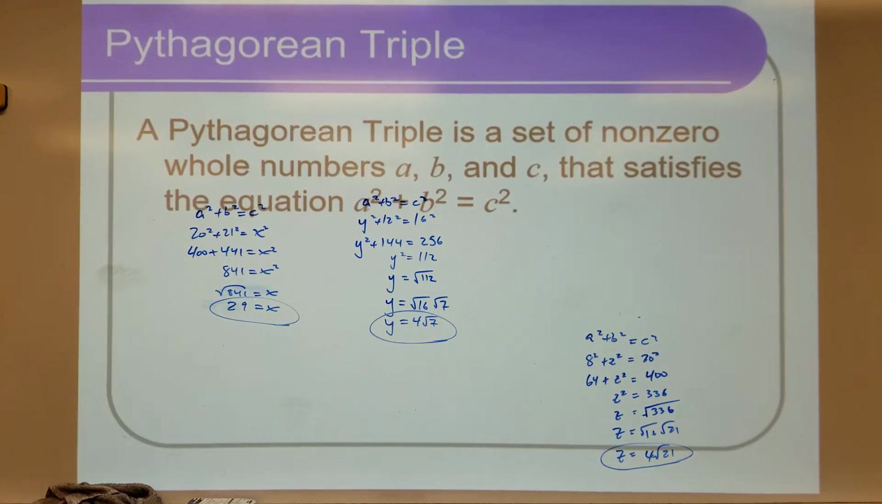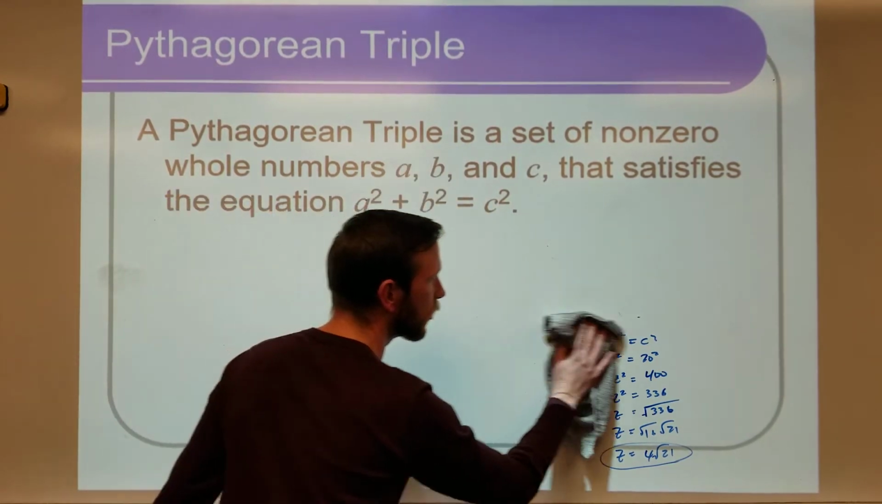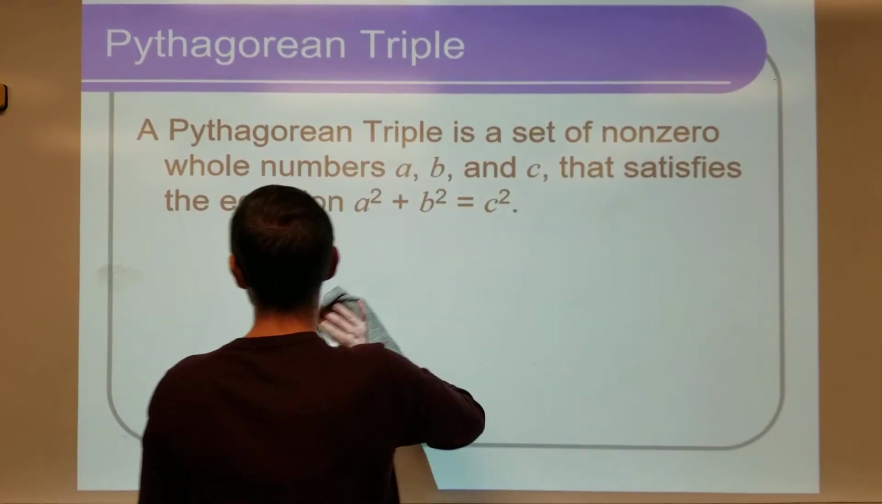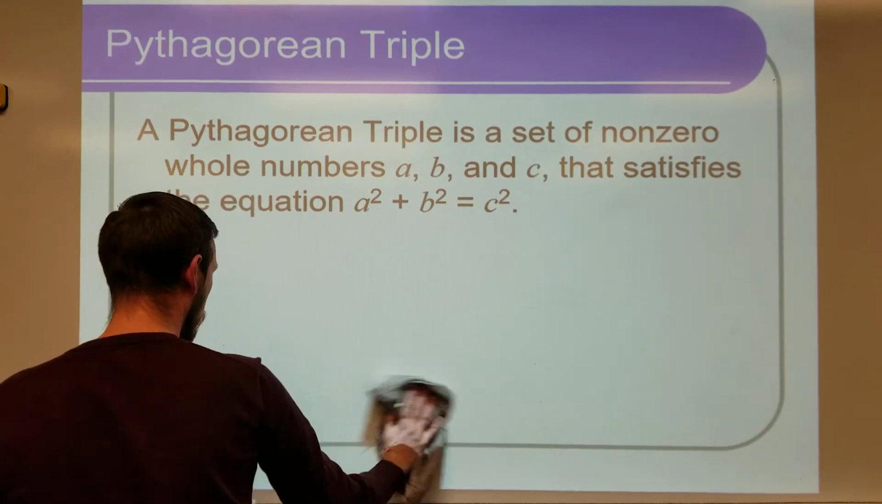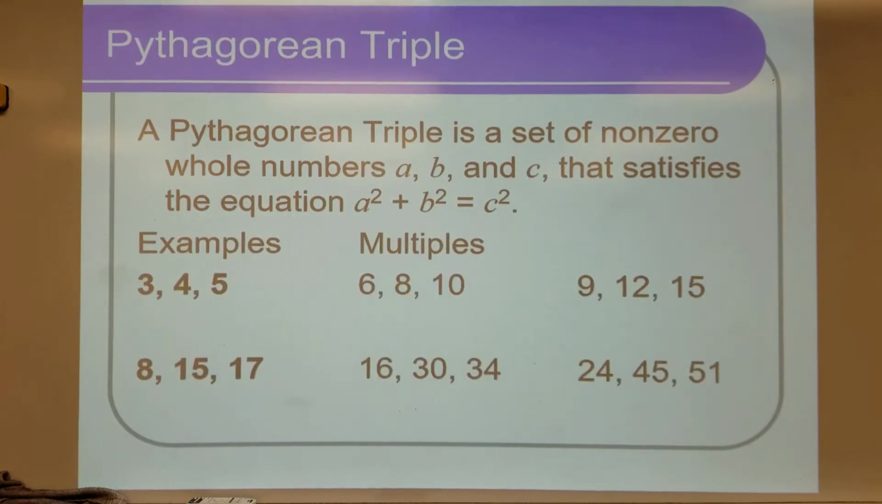All right, a Pythagorean triple. This is something that I want to include in your notes, but it is only as valuable as you are able to remember these Pythagorean triples. Basically, Pythagorean triples are sets of whole numbers, a, b, and c, that make a squared plus b squared equals c squared. So here are a couple Pythagorean triples: 3, 4, and 5; 8, 15, and 17.